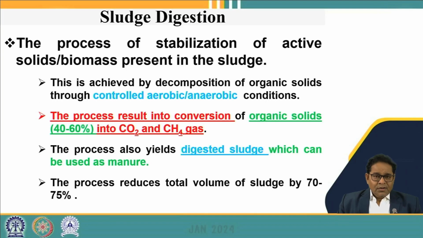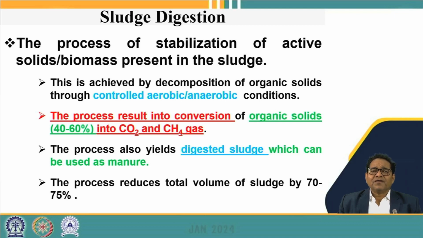So sludge digestion is basically the process of stabilization of sludge biomass or sludge solids present in the sludge. The sludge which is generated from different physical, chemical and biological units is not stabilized. So the process of stabilization of sludge is termed sludge digestion, and this is achieved by decomposition of organic solids through controlled aerobic or anaerobic conditions.